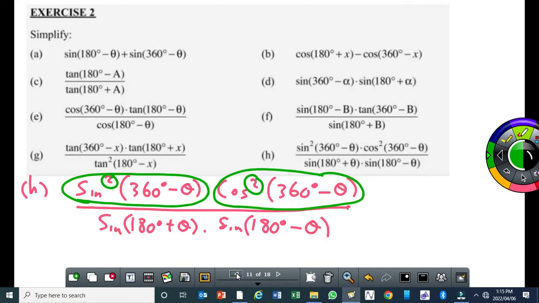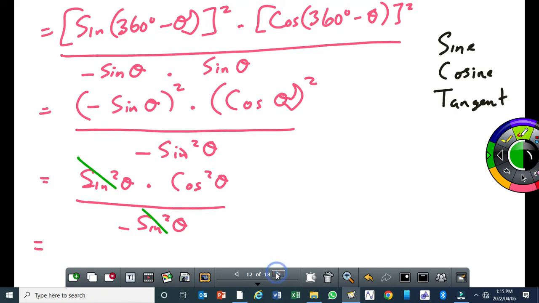This sine squared of 360 minus theta will always be positive. It will never be negative because of the square. Right? So the final answer here is going to be minus cos squared theta. That's the final answer.